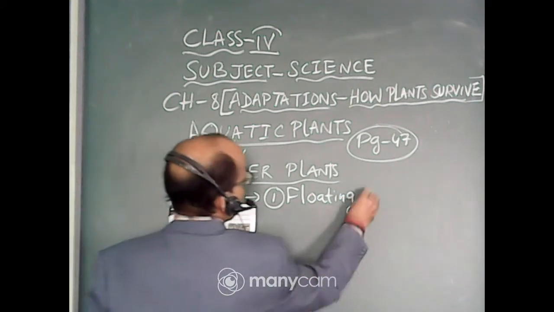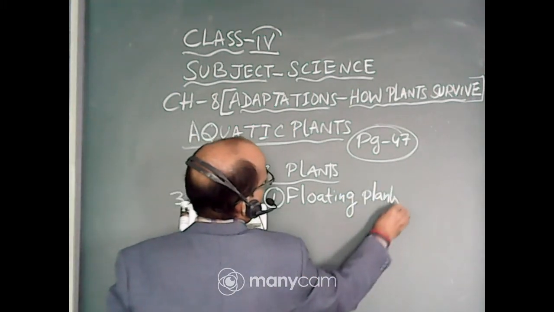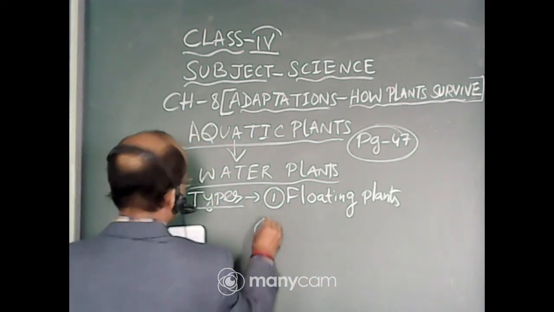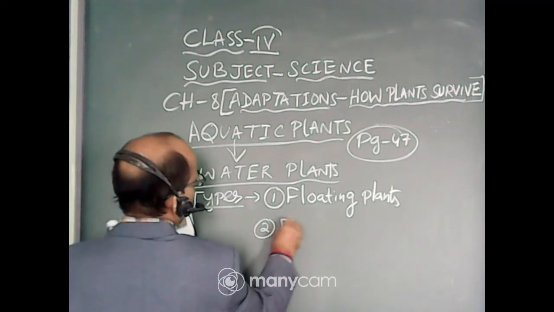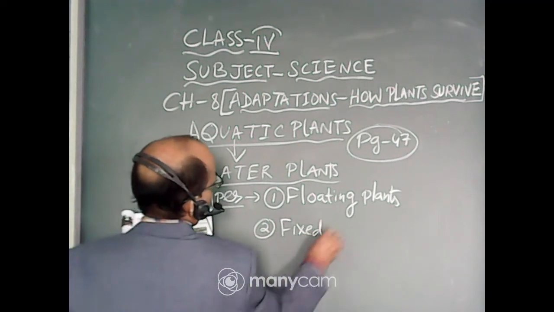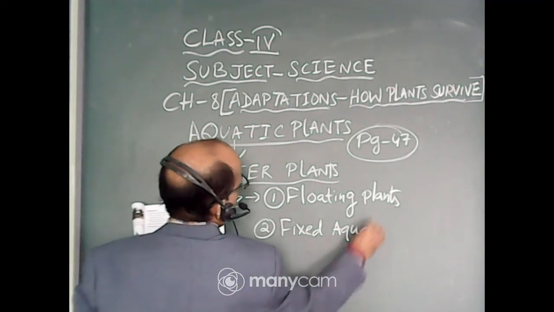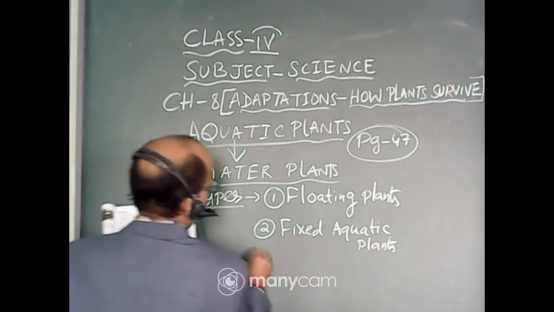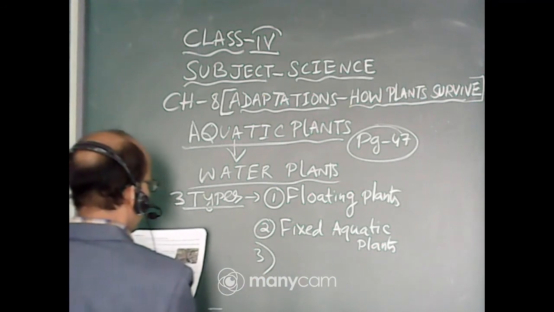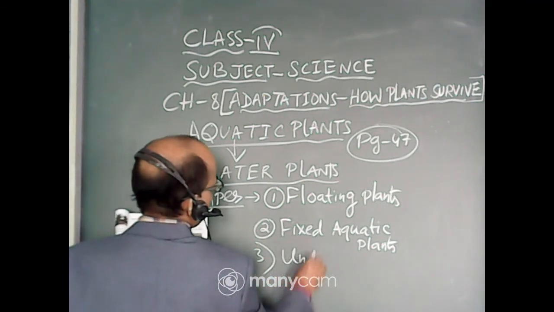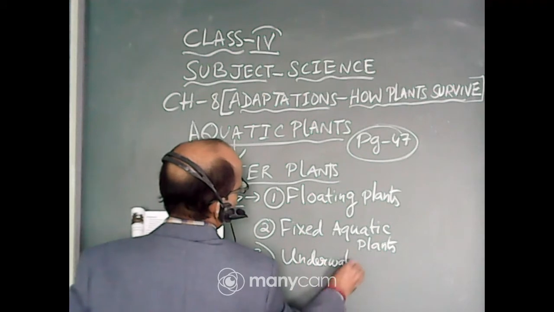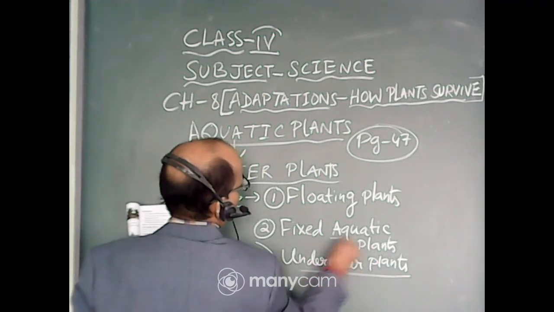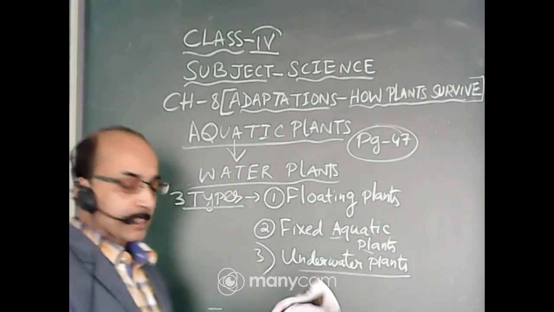Number one, floating plants. Number two, fixed aquatic plants. And last one, the underwater plants. So let us read floating plants.